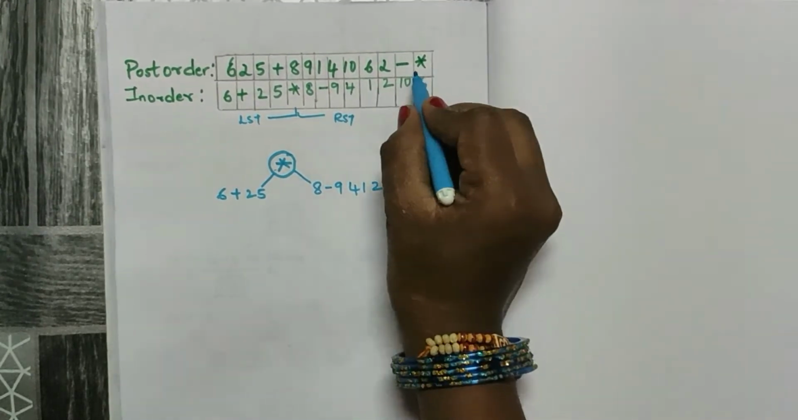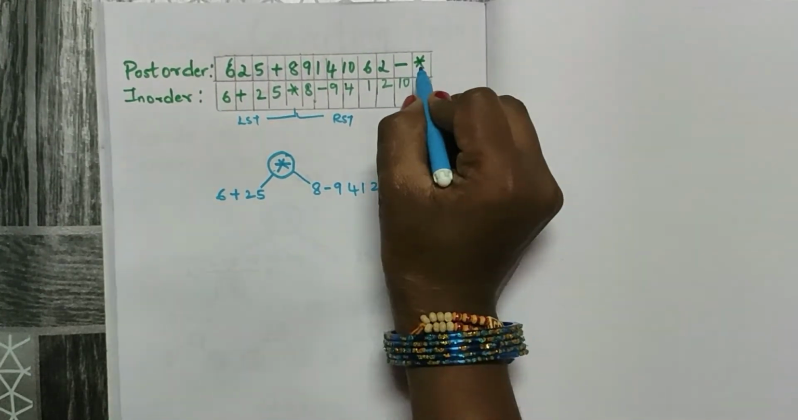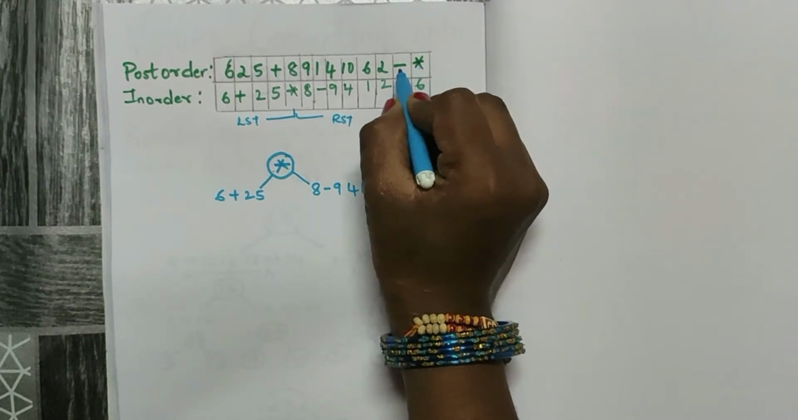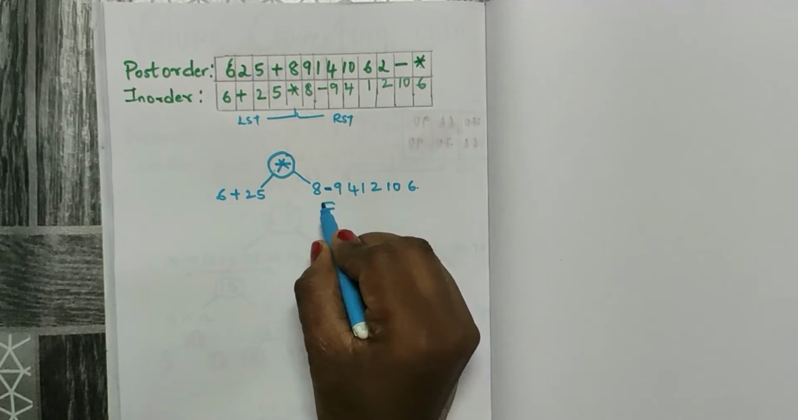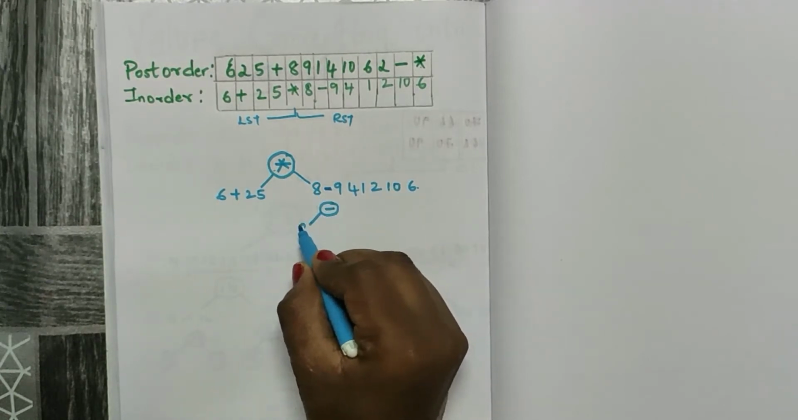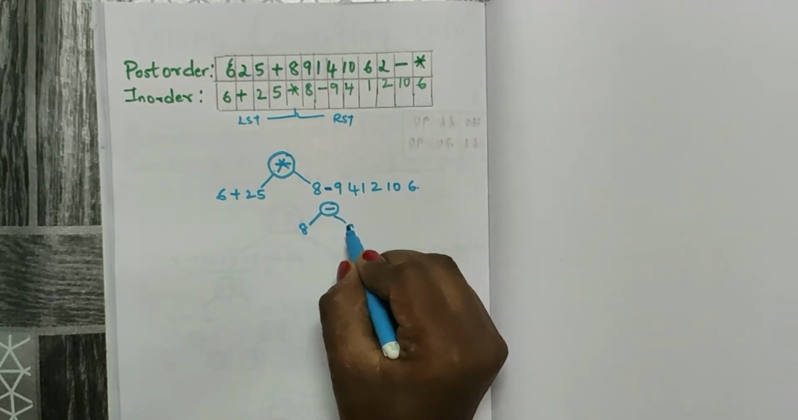And now next, after plus, after star, we have minus. So minus is over here. So this will be my main root. And then left I have is 8 and right I have all these numbers.